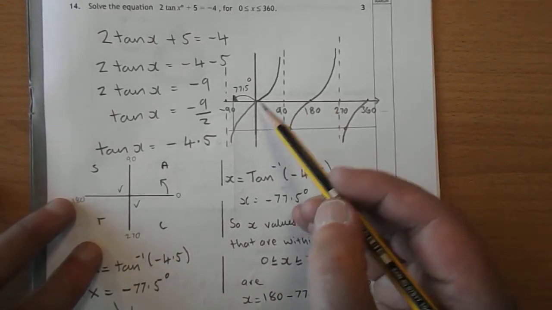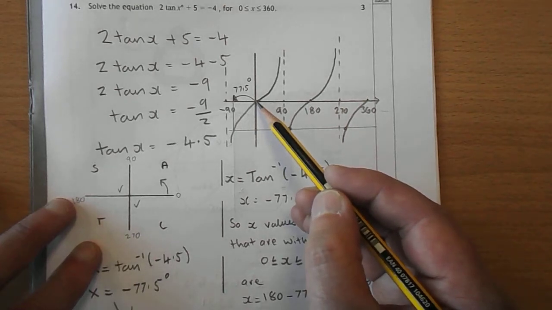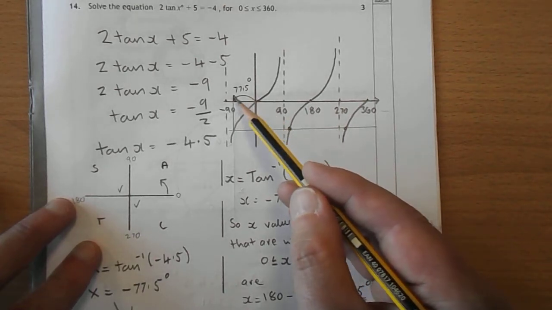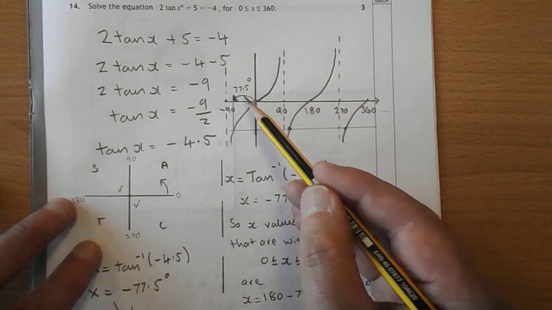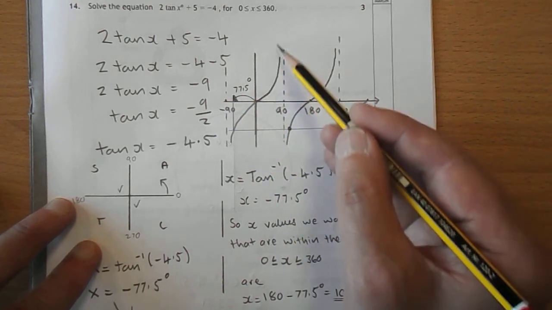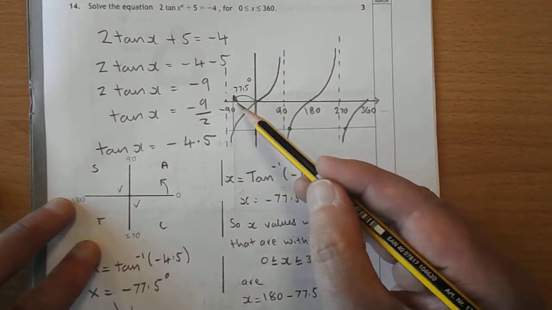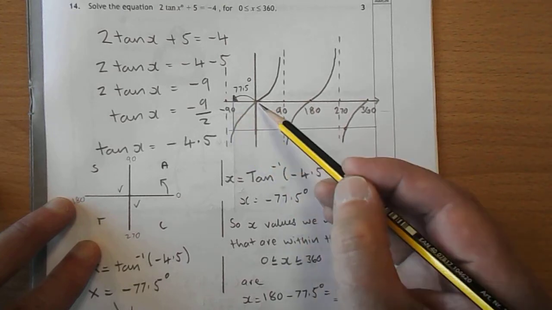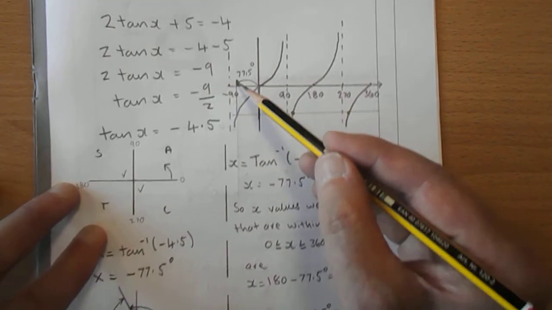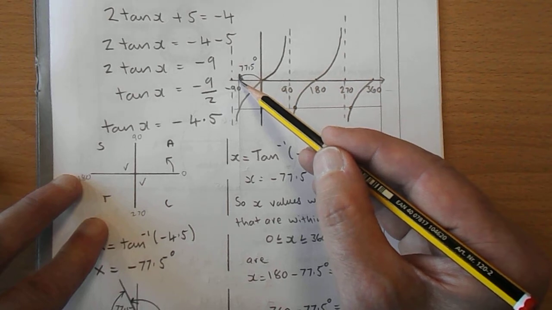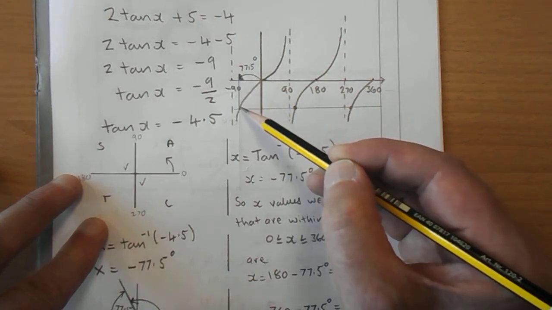Now the calculators are programmed to give you the answer that's closest to 0. So minus 77.5 is 77.5 over here, and remember this diagram just continues there, so there's minus 90 there, and there's minus 77.5. Okay, now down we go.